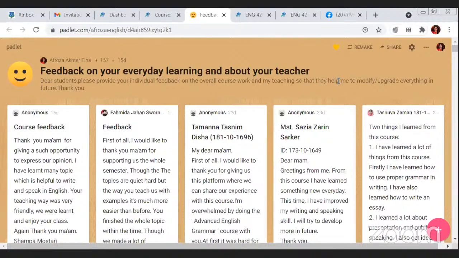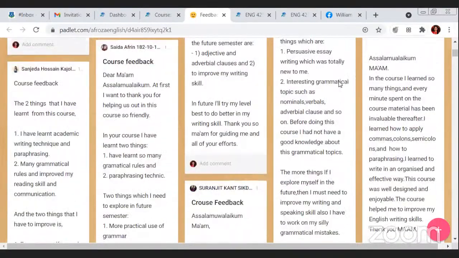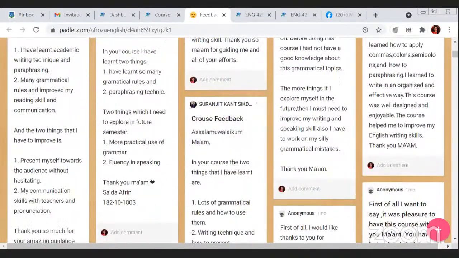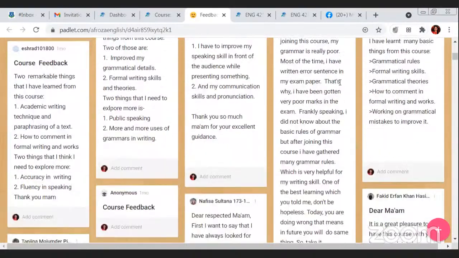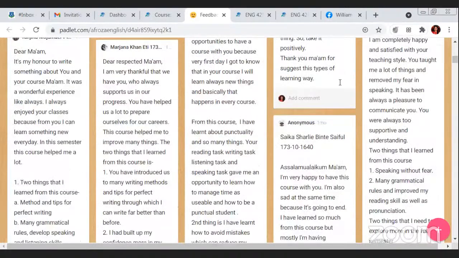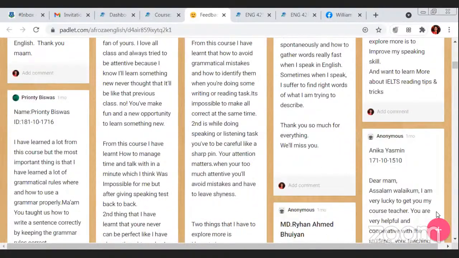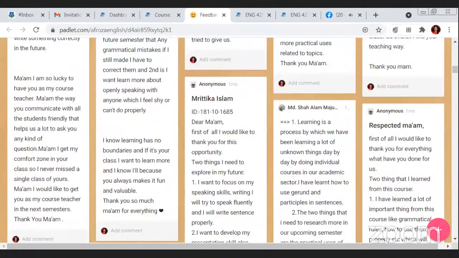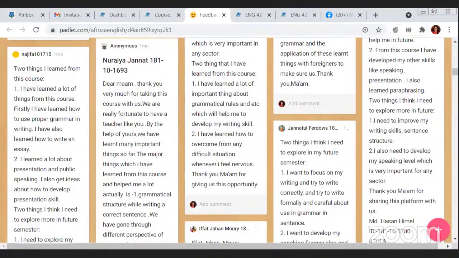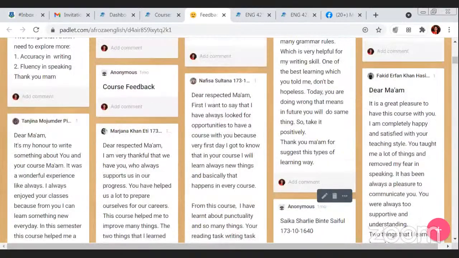After completing two classes, my students were supposed to share their learnings only through this Padlet. As you can see, if I scroll down, there are so many things from my students. But believe me, these are only their learnings, not anything else. So this is also an interesting way to engage our students.